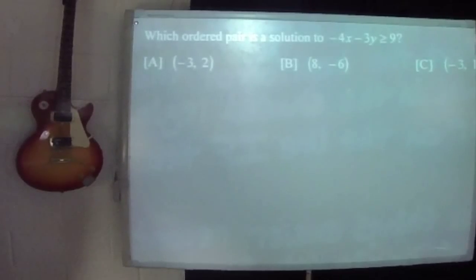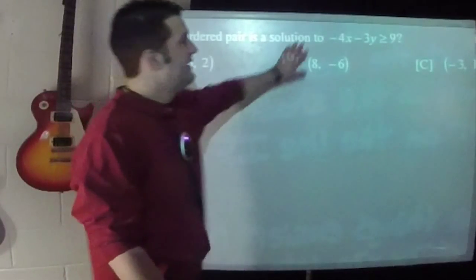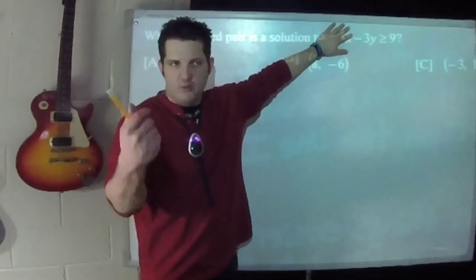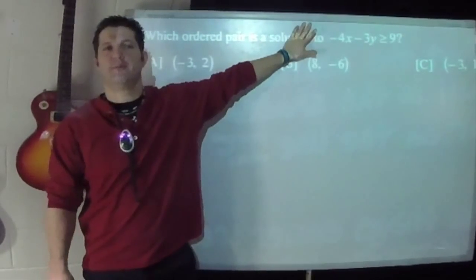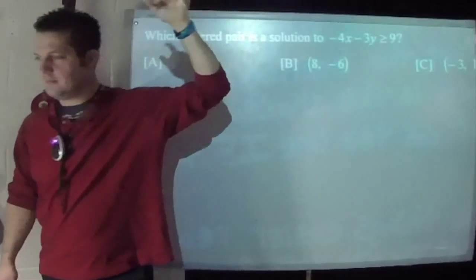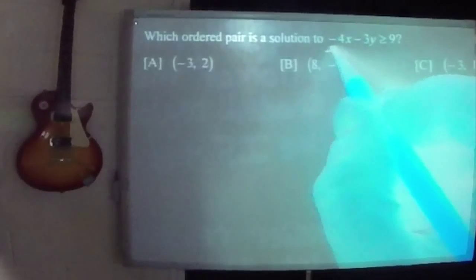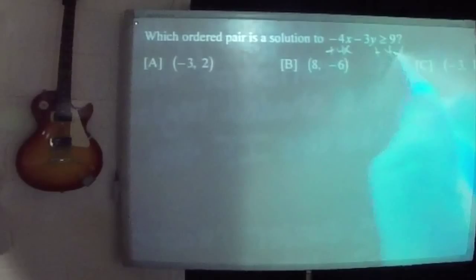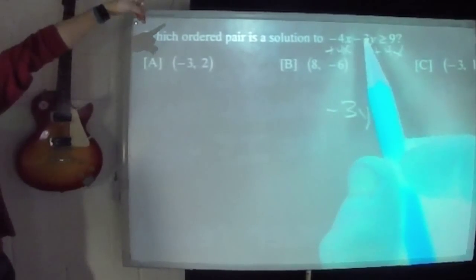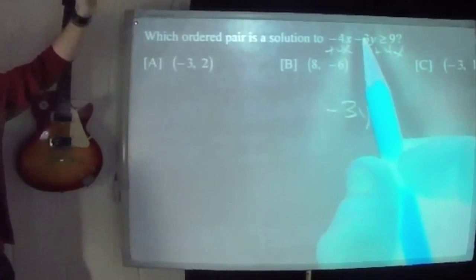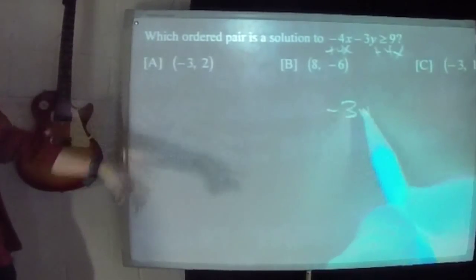All right, next one up. Here it is. First, we want to get it to y equals mx plus b. Jeff, what's the first thing I'm going to do? Add 4x. Sure enough, add 4x. I get negative 3y. Make sure you don't make the mistake of turning that into positive 3y. It is negative 3y. It stays negative 3y.